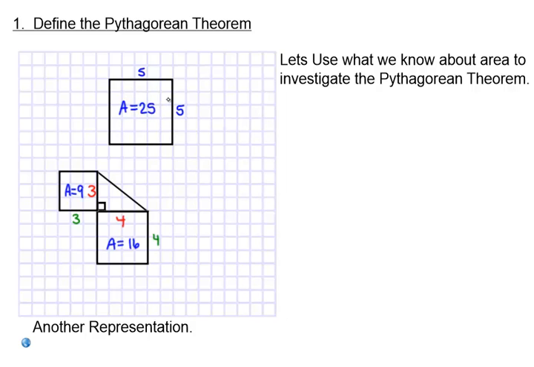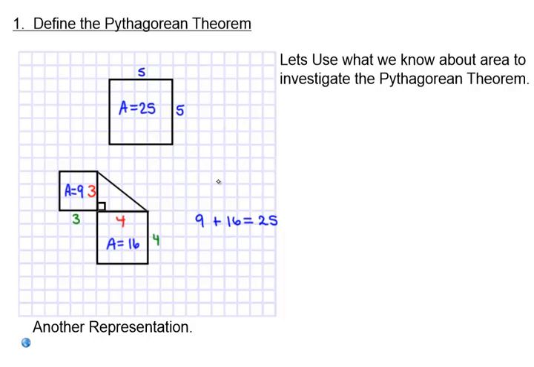Now let's see my relationship here. Let's add my two smaller areas together. I can see that 9 plus 16 is equal to 25. So we're saying that the area of the square formed by my first leg plus the area of the square formed by my second leg equals the area of the square formed by my hypotenuse.